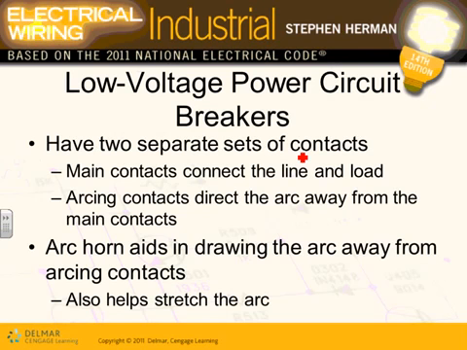Okay, low voltage power circuit breakers. Low voltage power circuit breakers, Adam, you're looking at them right there, big boys. They have main contacts that connect the line and load. If you look at the back of them, they'll have contacts that connect the line. They're not torqued to it, they're plugged in. Arcing contacts direct the arc away. They have arcing contacts that take the arc away from the main contacts.